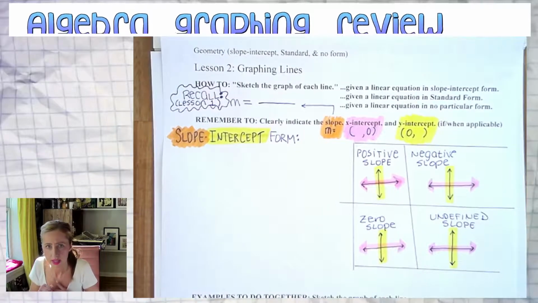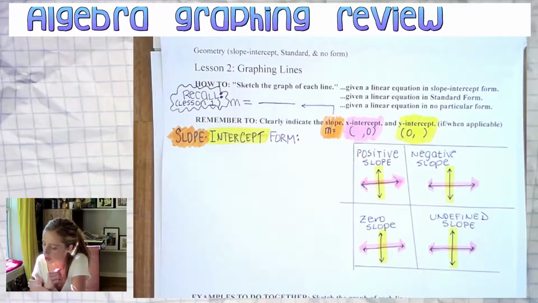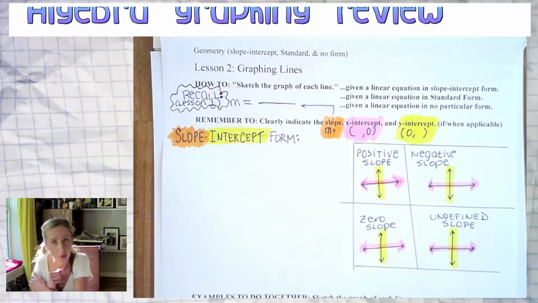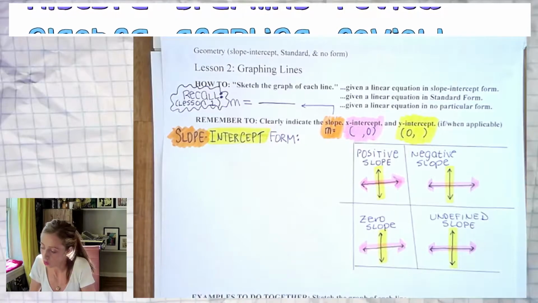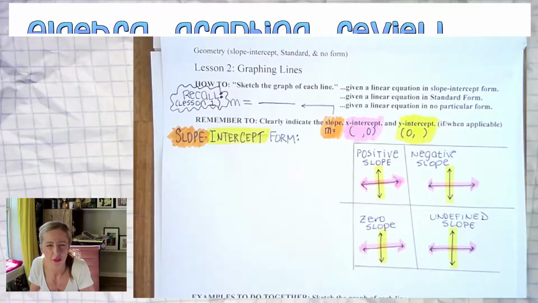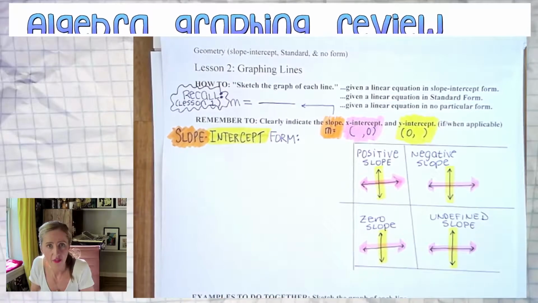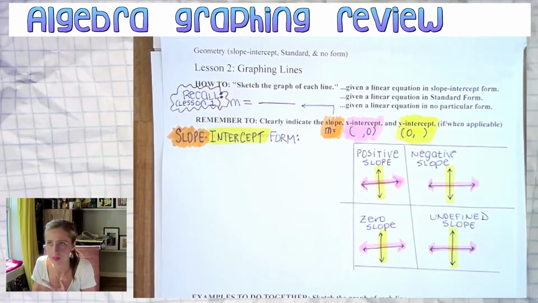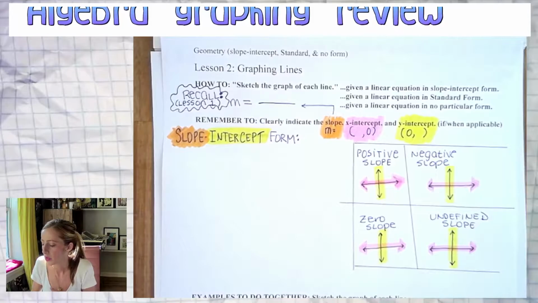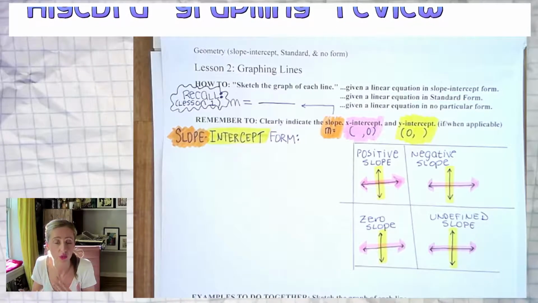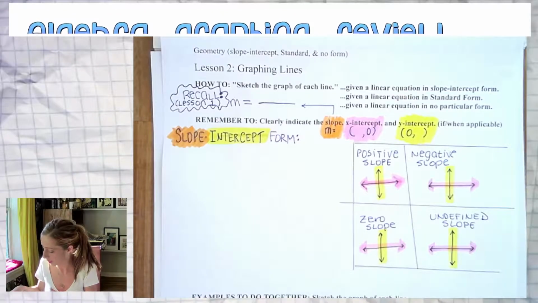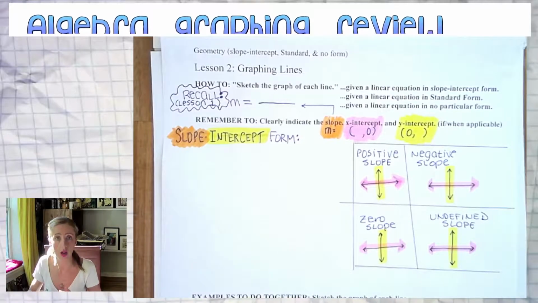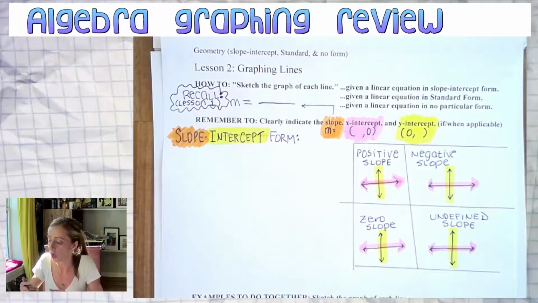Hey everyone, this lesson is a quick little lesson on graphing lines. The previous lesson that we worked on was slope: identifying slope from a graph, figuring out the slope as rise over run, and figuring out slope from two points using the formula. Now we're going to go one step further, and instead of slope, we are going to focus on lines. So slope is just a part of a line.